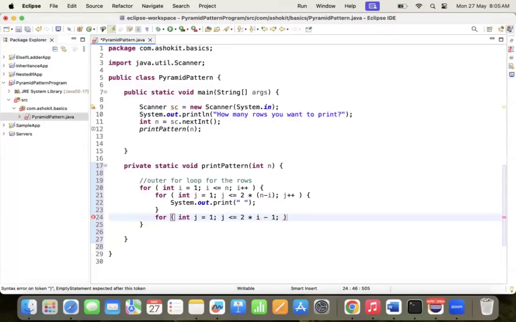Okay. So wherever you are writing an operator, it is better to add a white space before the operator and after the operator to make your code readable. That's what I'm doing, folks.